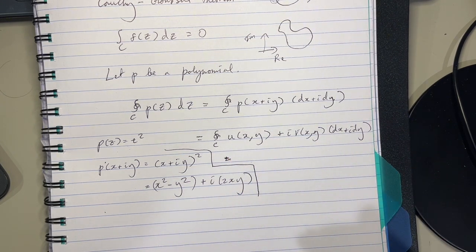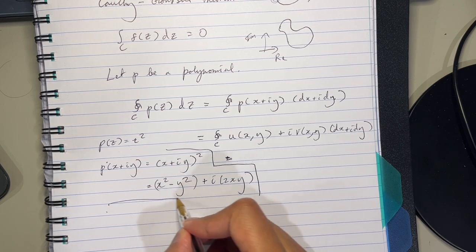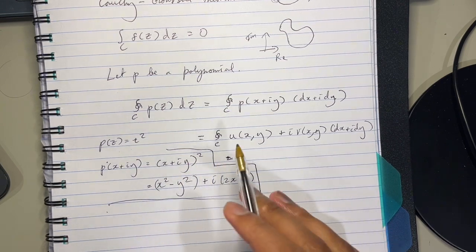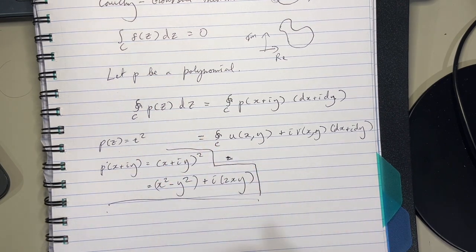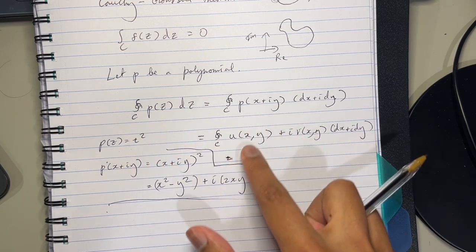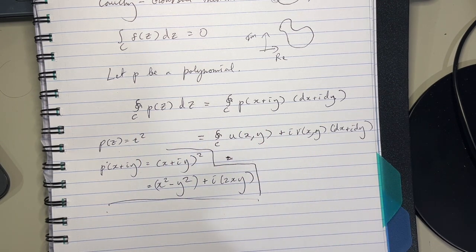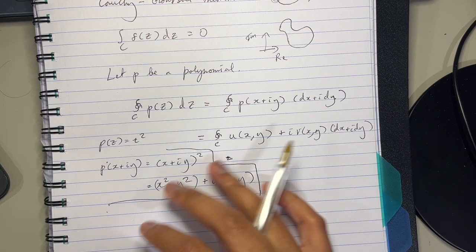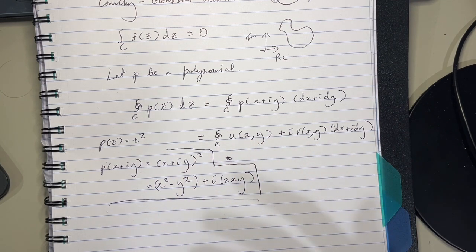Okay, why are we allowed to use Green's theorem in this case? Because we can't use it in general. We can't use it if p was not a polynomial, if it was just some random function. We can use it because the partial derivatives are continuous. The partial derivatives of p with respect to x and y are continuous. So in particular, u and v, the partial derivatives are continuous.